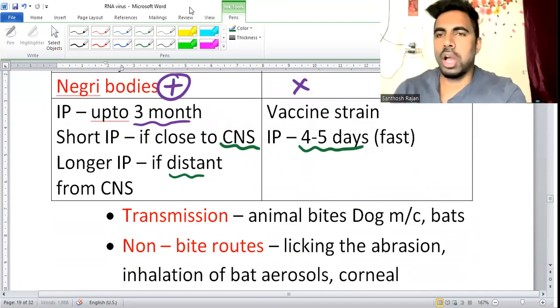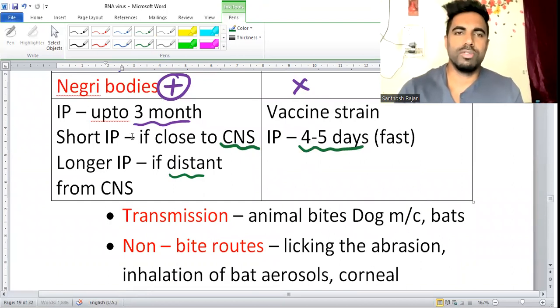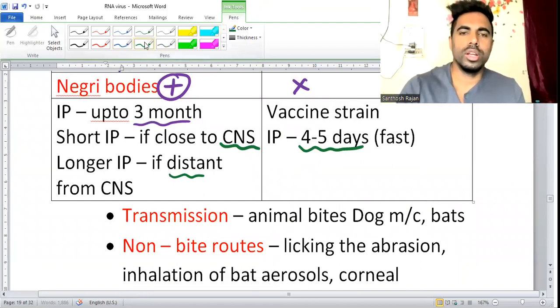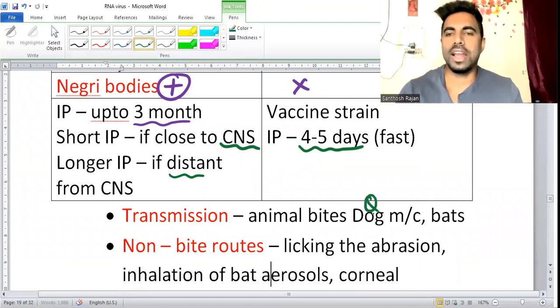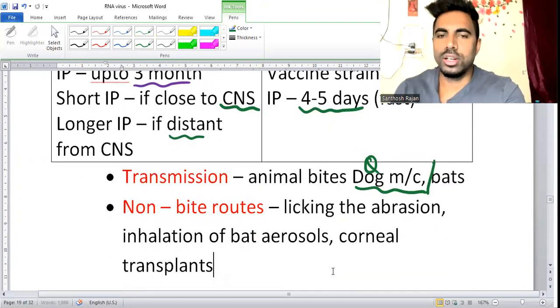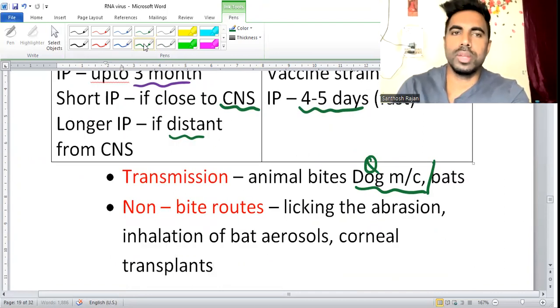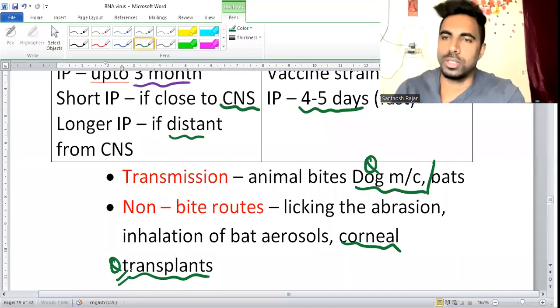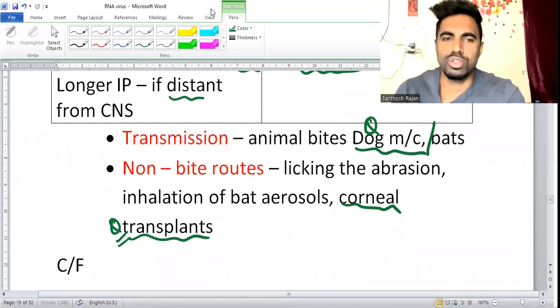Transmission is by animal bite. Definitely dog bite is the first one, no doubt in it, followed by bats. Dog bite is most common, followed by bats. Then licking, abrasions, inhalation of bat secretions, and also corneal transplant. Transplants also, sometimes they can ask this one. Corneal transplant is one of the ways rabies can be spread. Very, very rare, but yes, it's a possibility.